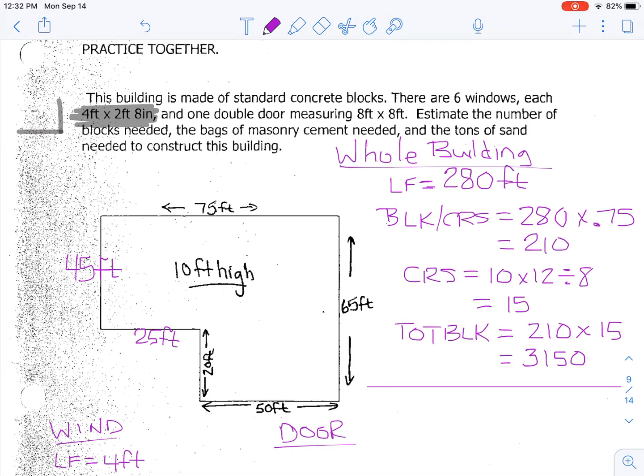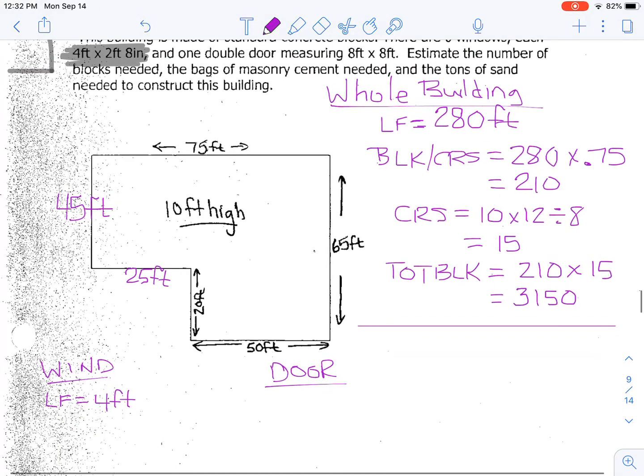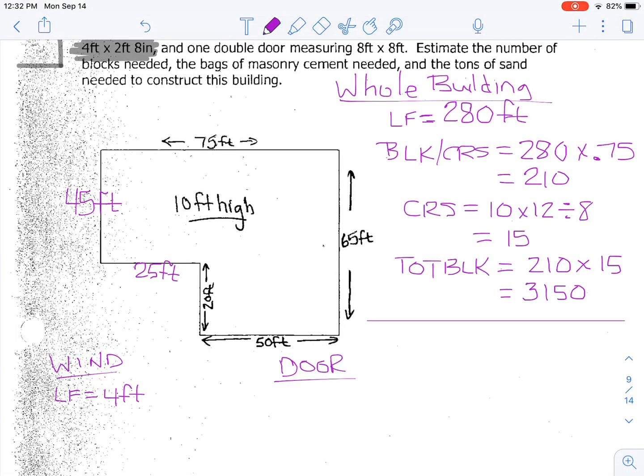But there are 6 of them. So we can put all 6 of them together and multiply that by 6. So 4 times 6 is 24, right? So if we do block in a course, we're going to take our linear feet and multiply it by 0.75.